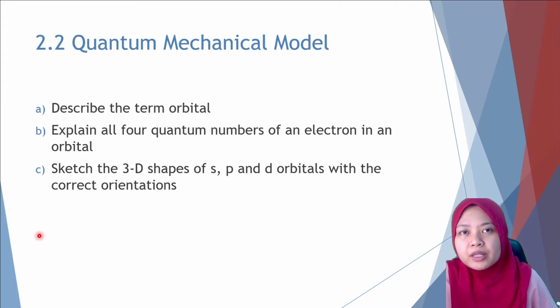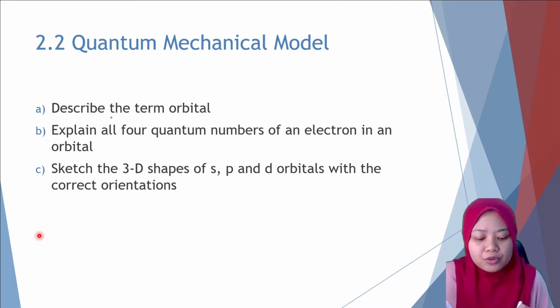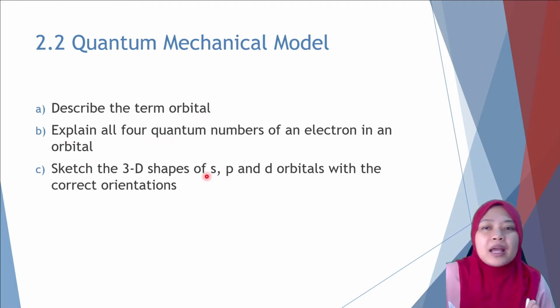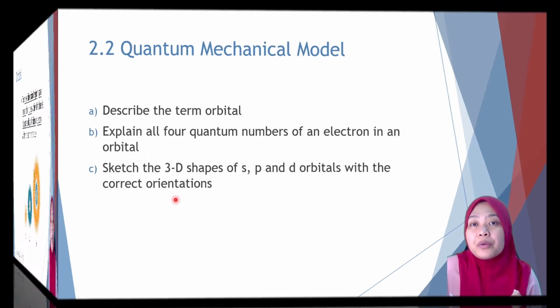The first three learning outcomes that you are going to learn are: describe the term orbital, explain all four quantum numbers of an electron in an orbital, and sketch the 3D shape of the orbitals that we call S, P and D with the correct orientations.